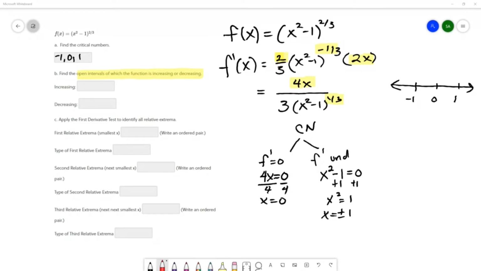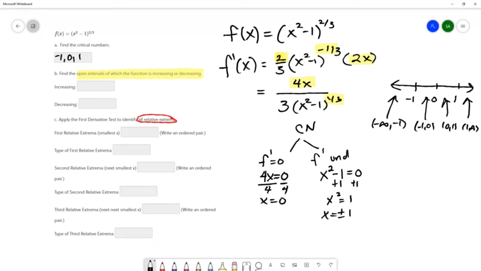So we've laid out the critical numbers on the number line. Remember, the critical numbers are our potential relative extrema, so we're going to be using them later on to find the relative extrema. But those critical numbers divide up the real number line into different intervals. So let's write down those intervals. We have this interval here, which goes from -infinity to -1, this interval from -1 to 0, this interval from 0 to 1, and this interval from 1 to infinity.